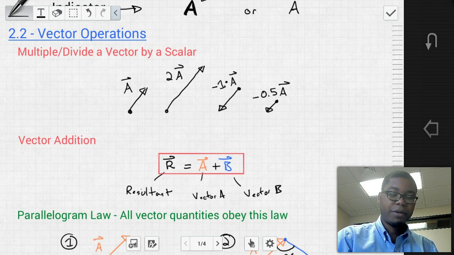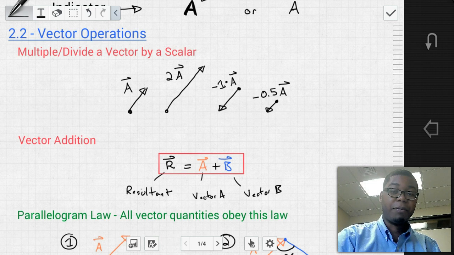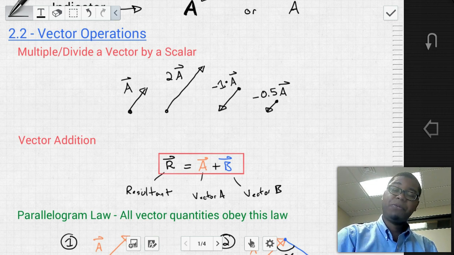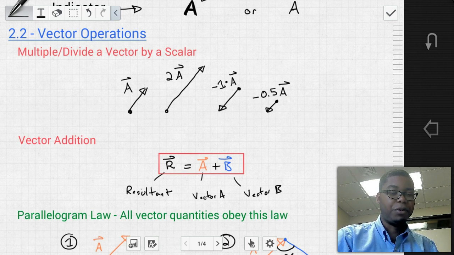We can also divide a vector. Say we divide a vector by half, or multiply it by 0.5. And that's what we do in this last one here. We multiply by negative 0.5, and so we've changed the sense and we've changed the magnitude. Those are some of the most basic operations we can do to a vector.